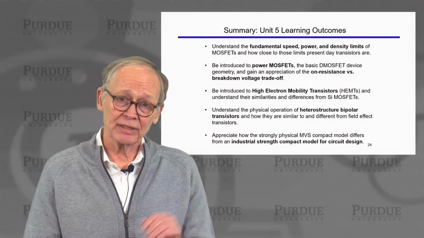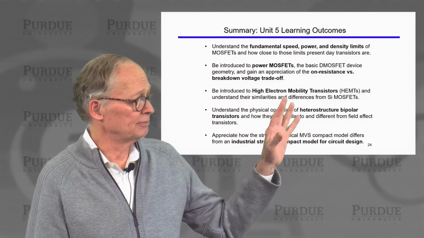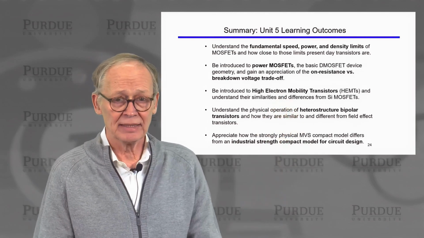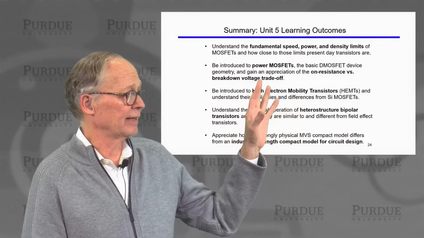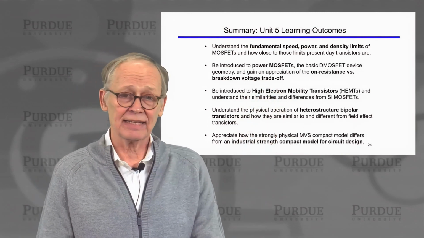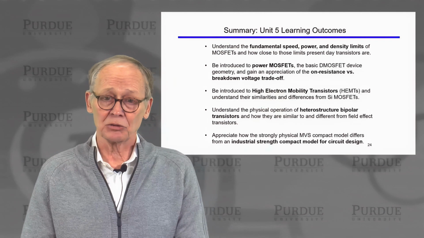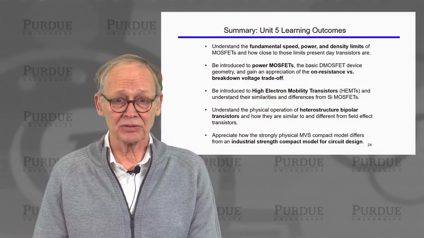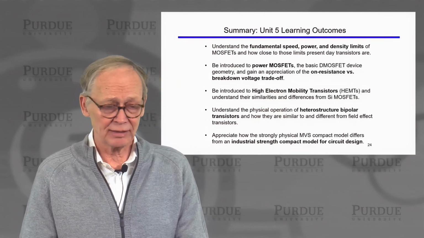So that's what we did in Unit 5. We talked about fundamental limits of MOSFETs. We indicated how MOSFETs could be used in a quite different application and what the key figure of merit was for those power applications, the on resistance versus breakdown voltage trade-off.